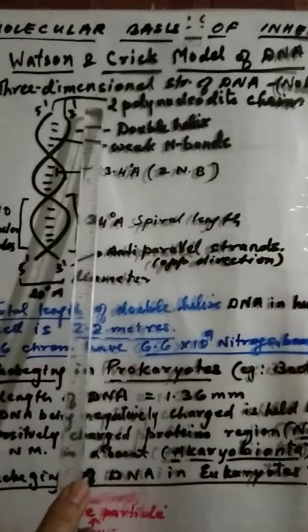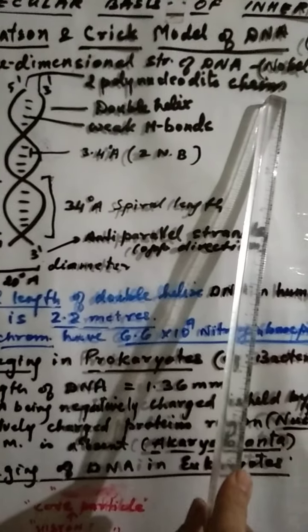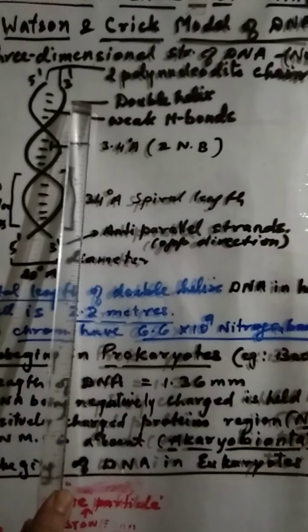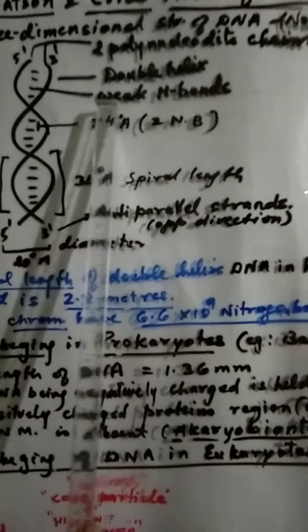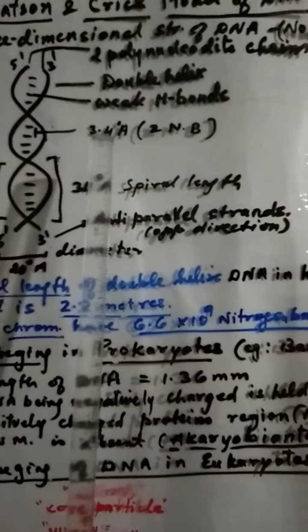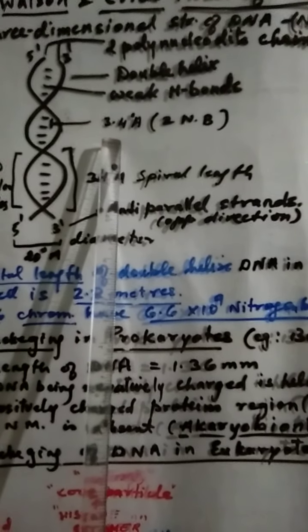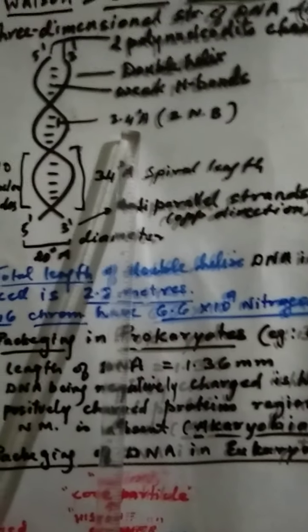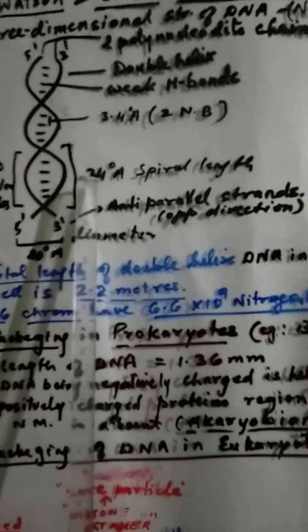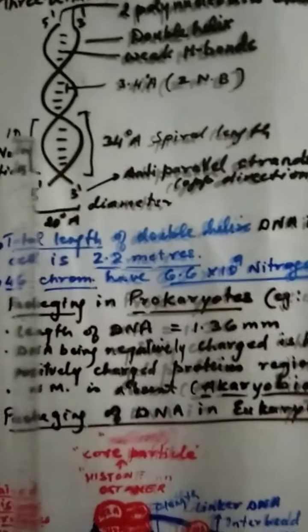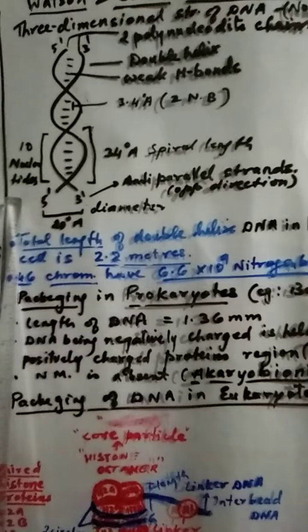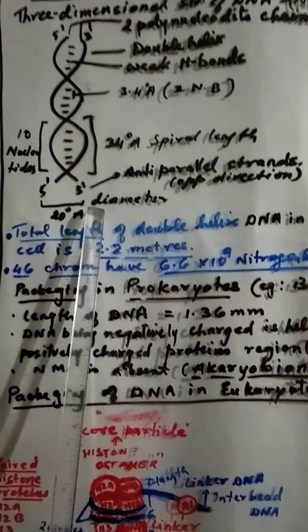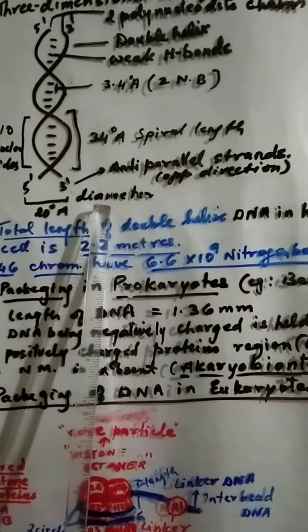Number one, it consists of two polynucleotide chains. They show a double helix. The nitrogen bases are present in the center, held by weak hydrogen bonds. The distance between two nitrogen bases in the structure is 3.4 angstrom. The length of one spiral is about 34 angstrom. In one helix there are about 10 nitrogen bases, or 10 nucleotides. The diameter of this DNA is 20 angstrom.